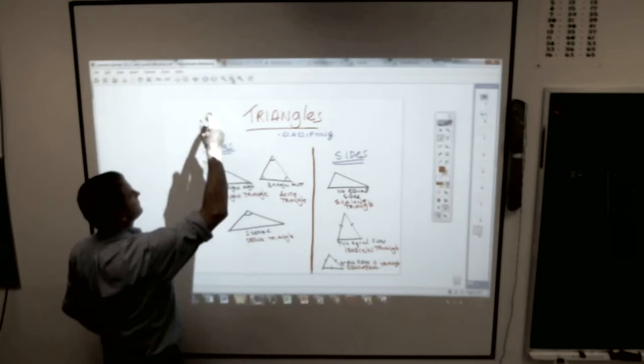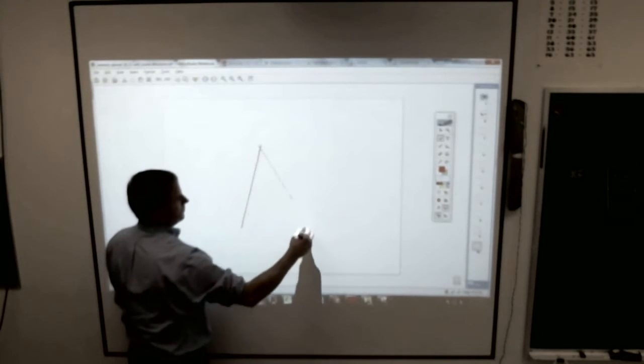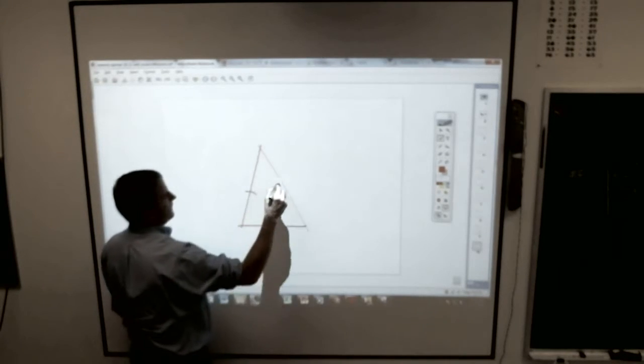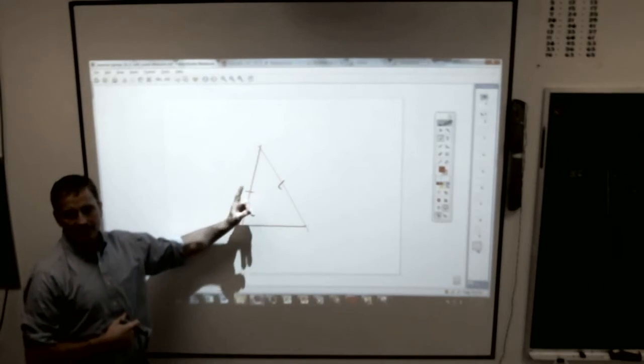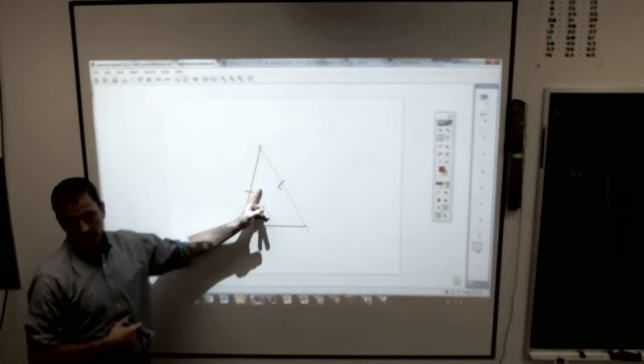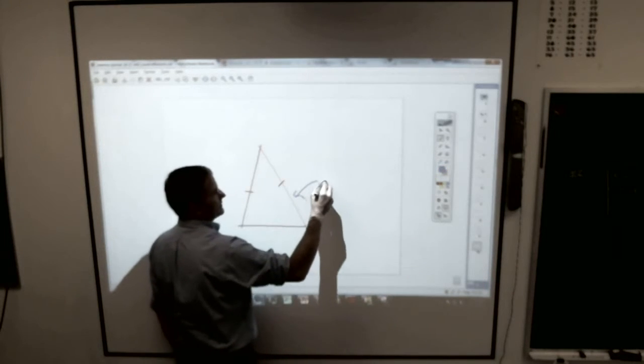So let's look at one. If I said, classify this triangle based on its sides. What is the name of this triangle based on its sides? Ronnie? Isosceles triangle. Exactly. This is an isosceles.